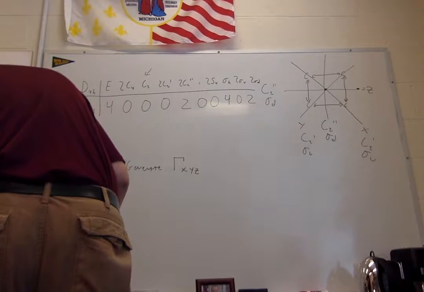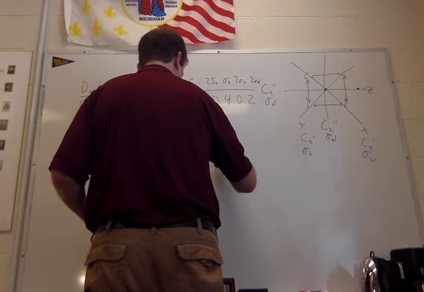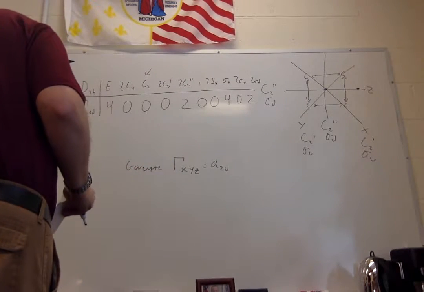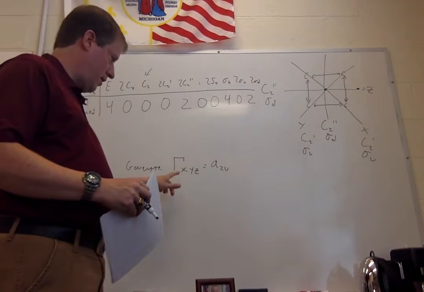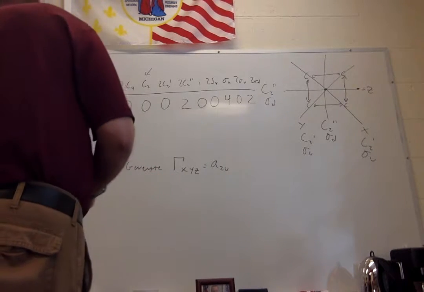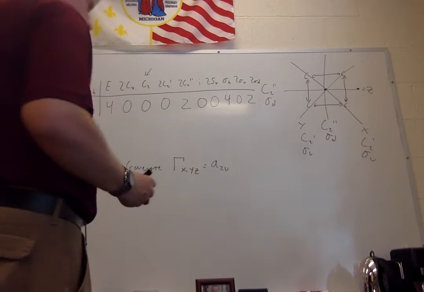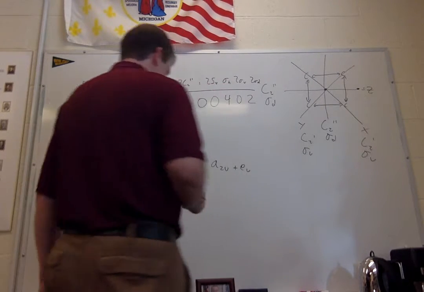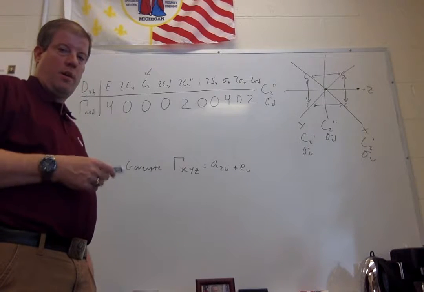If you look at A2U in the D4H character table, you'll see that there's an X in set 1. Sorry, there's a Z in set 1. That's one component of this larger representation. X and Y transform as a degenerate pair in EU. So gamma XYZ is the sum of A2U plus EU.